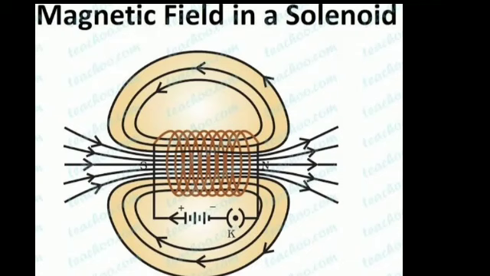This means that the intensity of the magnetic field within the solenoid is uniform everywhere. That is, the magnetic field in a solenoid is uniform. Next is Fleming's left-hand rule.